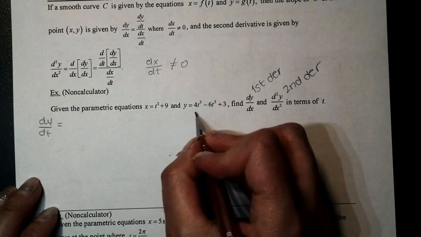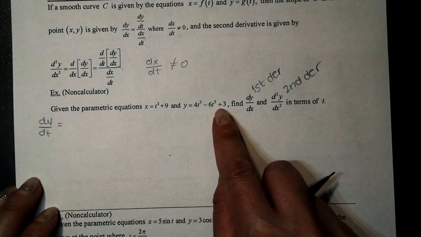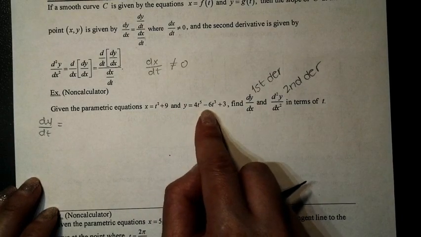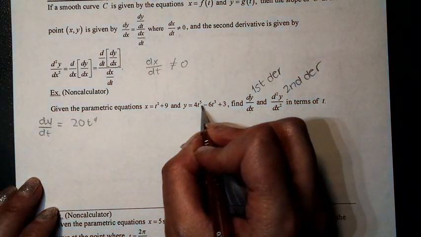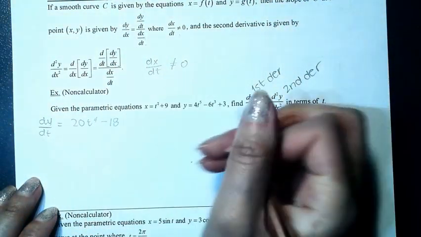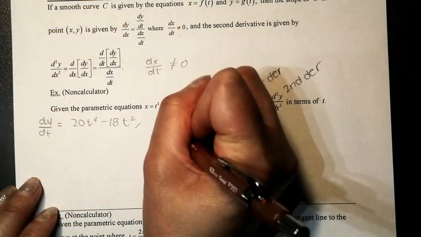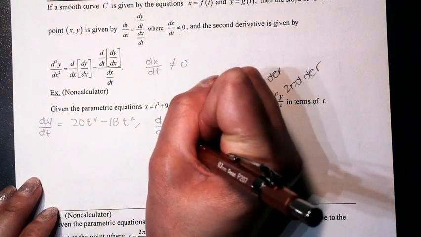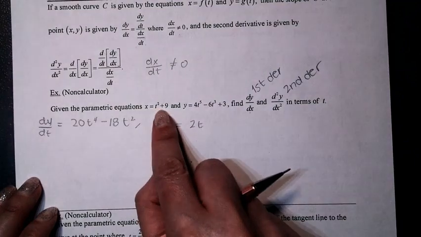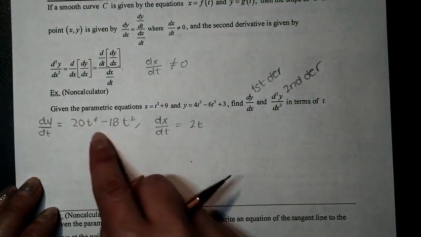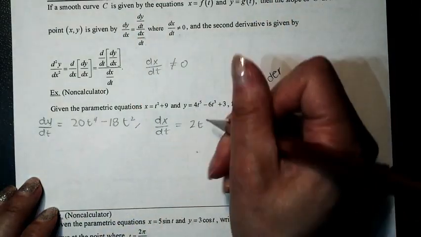Okay, so what's dy/dt? dy/dt is going to be the derivative of all this thing. So what do you have? This one is going to be 20t to the power 4. Then you have negative 18t squared, and then this one 0. Do you agree with that? Then you are like, I need the dx/dt. dx/dt is going to be just 2t because you take the derivative of this guy. Okay, so we have the two pieces of the puzzle that we need. We need this guy and this guy. We have them.